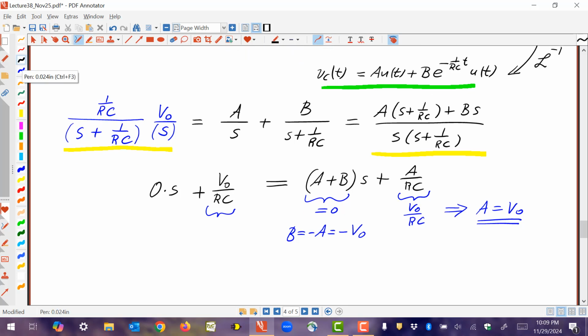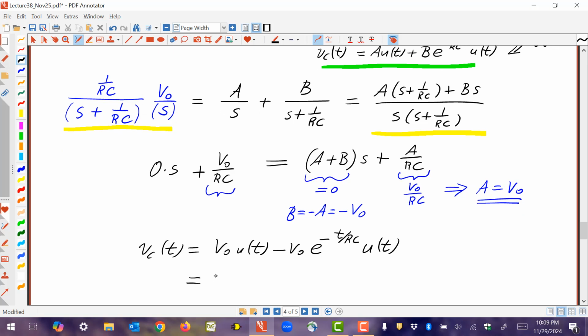So I just say VC(t) is equal to A u(t), which is V0 u(t), and B is minus V0, e to the minus t over RC, or minus 1 over RC times t, take your choice, u(t). And that's it. And sometimes we write this as V0 times 1 minus e to the minus t over RC u(t).